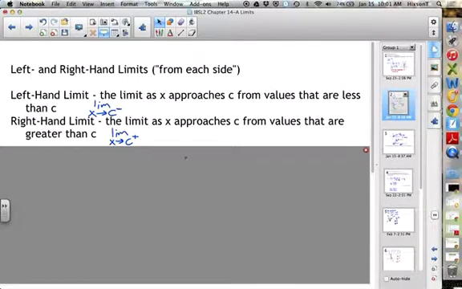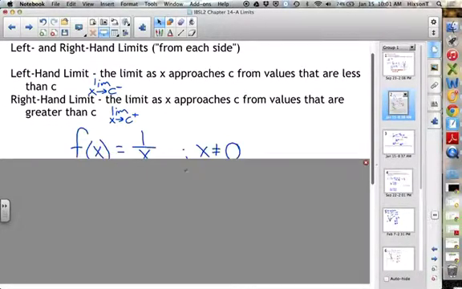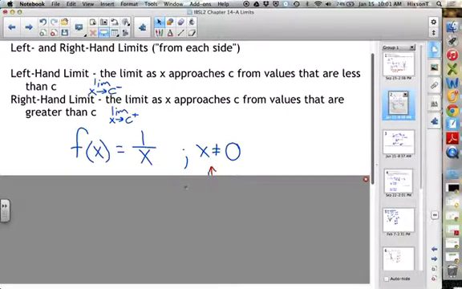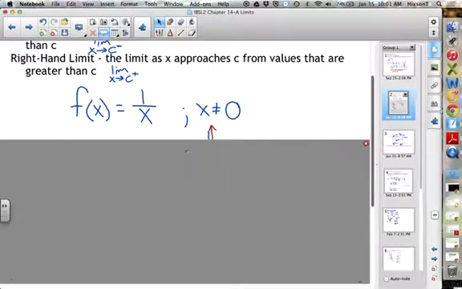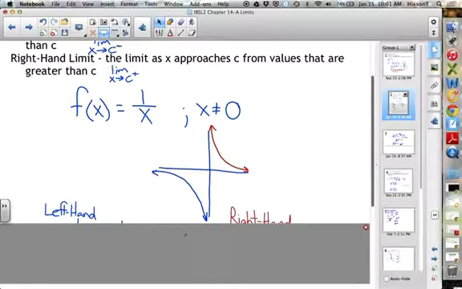So why do we care about this? Well, let's look at an example a little different than the first one we started with. Here we have our parent function, the rational function, 1 over x. You guys know what that looks like. It has an asymptote at 0, okay? So this is what that would look like.